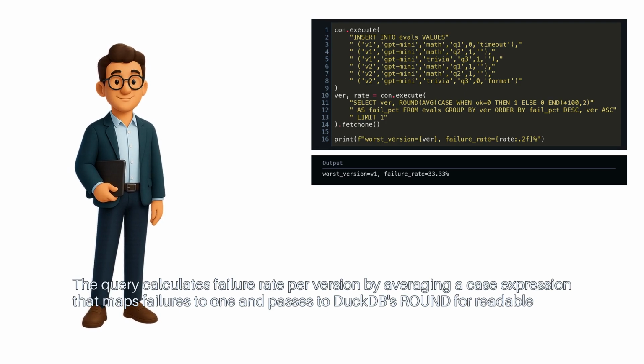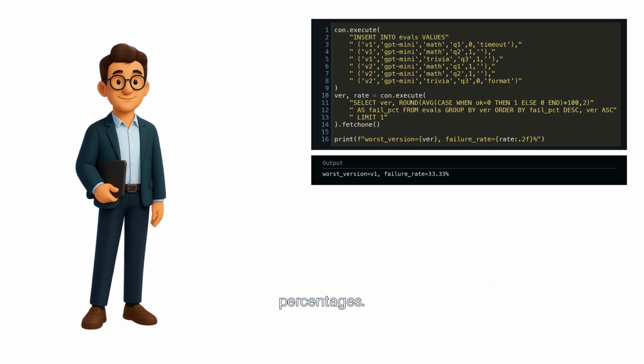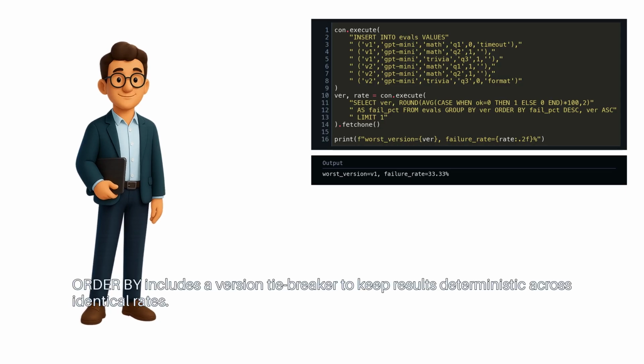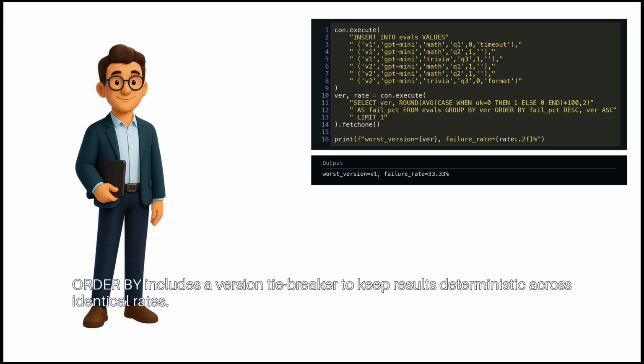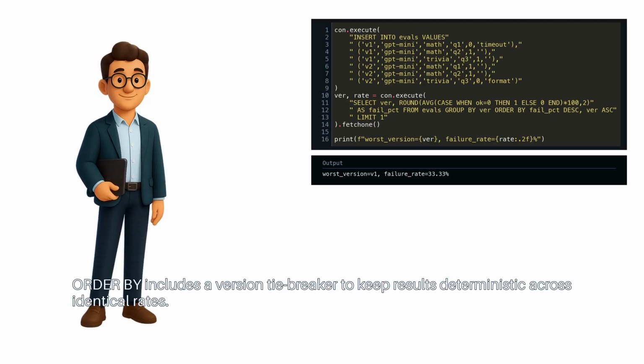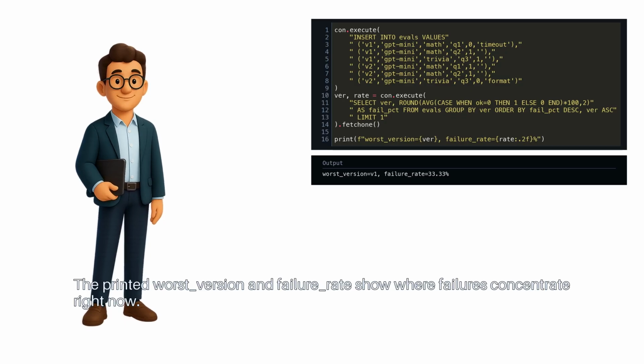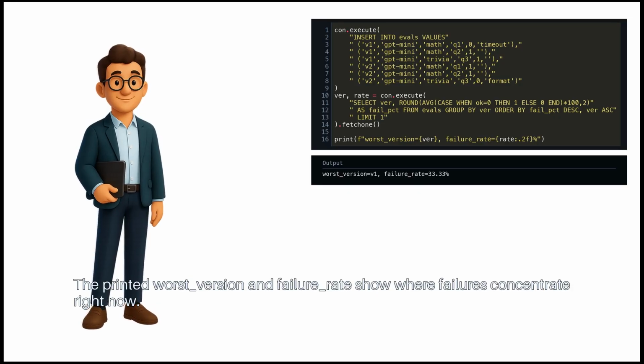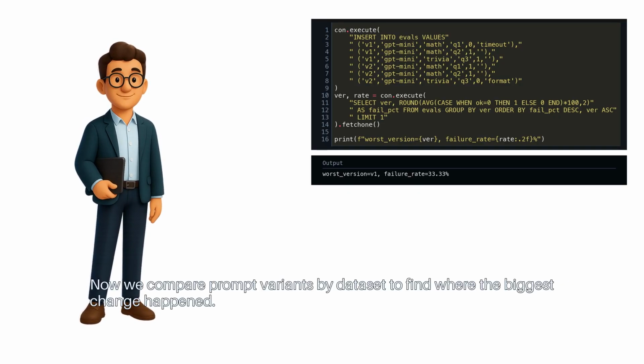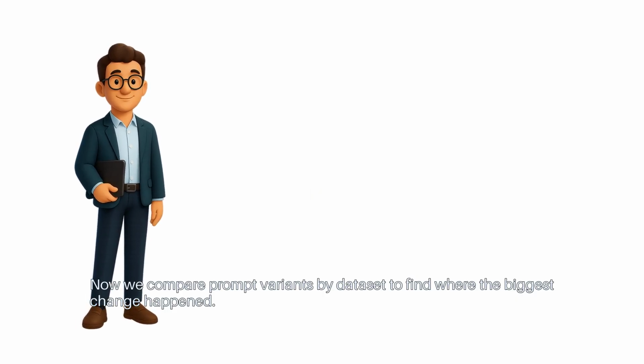passes to 0, using DuckDB's round for readable percentages. Order by includes a version tiebreaker to keep results deterministic across identical rates. The printed worst version and failure rate show where failures concentrate right now. Now we compare prompt variants by dataset to find where the biggest change happened.